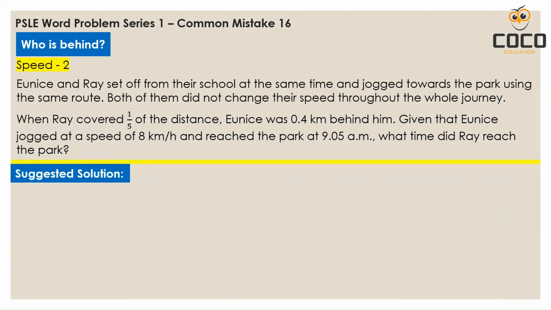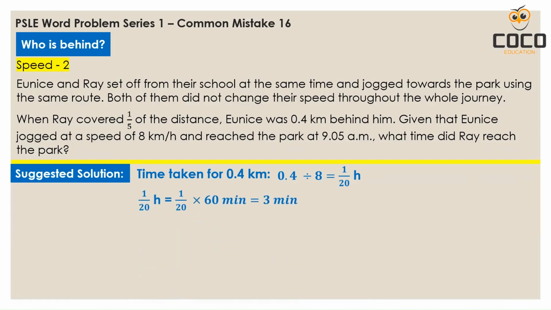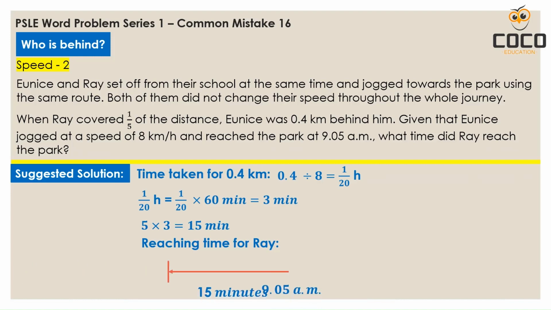We'll still find the time needed for 0.4 kilometers. 0.4 divided by 8 is 1 over 20 hours, and 1 over 20 hours is 3 minutes. This tells us that for each 1/5 of the journey, Eunice was 3 minutes later than Ray. So for the whole journey, Eunice was 15 minutes later than Ray. Hence, Ray reached the park 15 minutes before 9:05, which was 8:50 a.m.